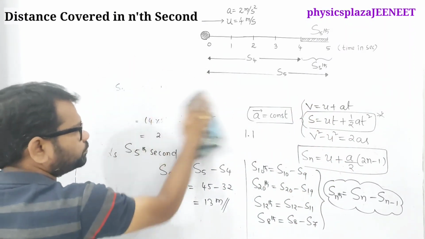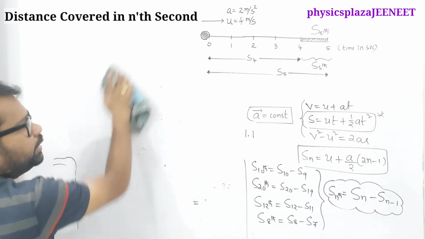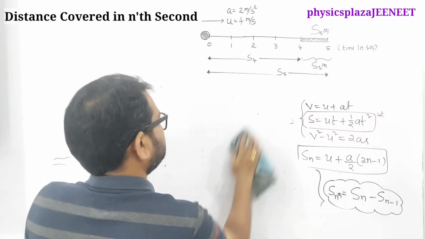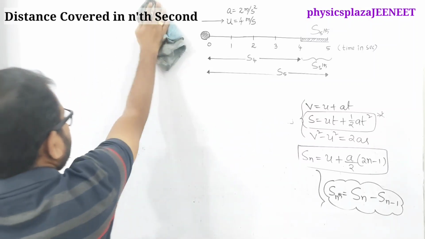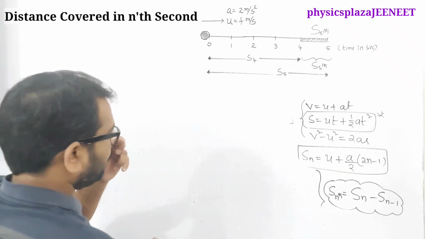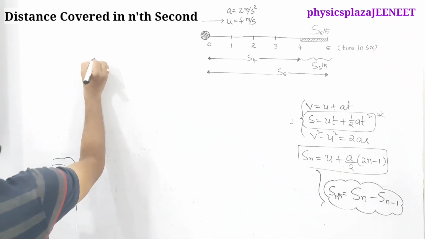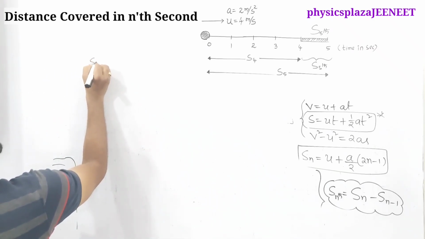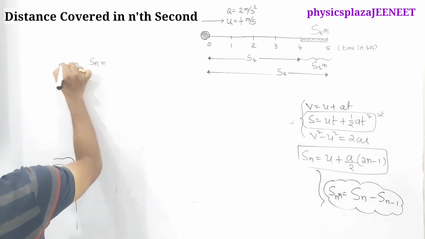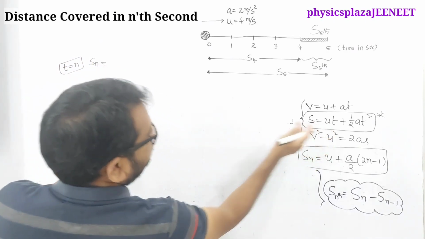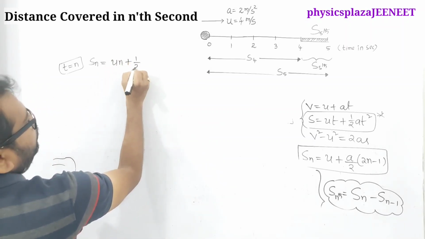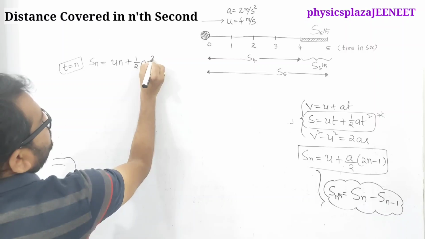Before that, let us try to derive this expression, the distance covered by an object in the nth second, but the conditions are applied, children. The body should move with a uniform acceleration. First, children, distance covered in n seconds means what here? In the place of t, I should substitute n, that's it. Now write the same expression: un plus half a n square.